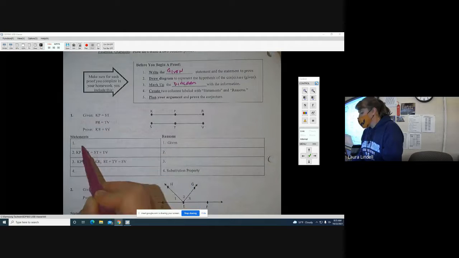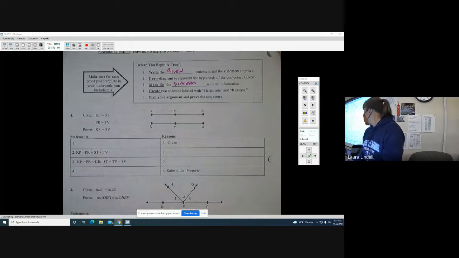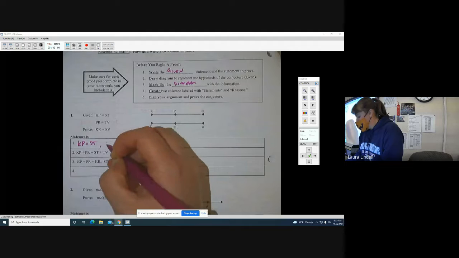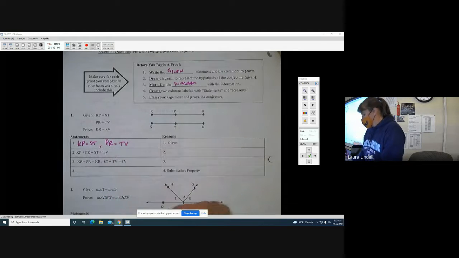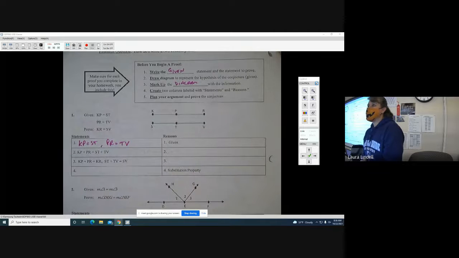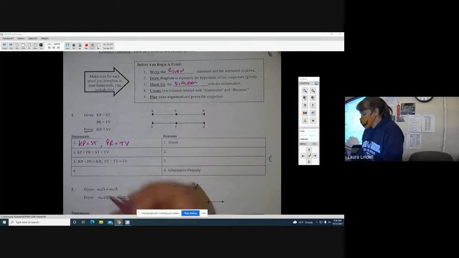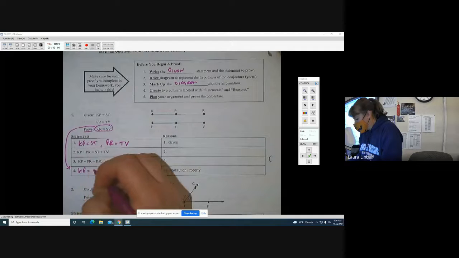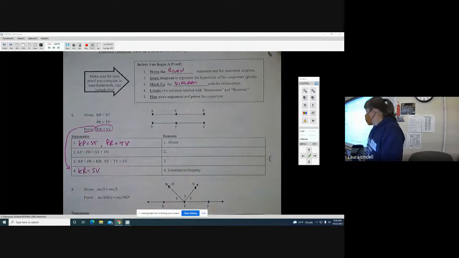And this time we have two givens, and they're going to go in this first line together. So we have KP equals ST, PR equals TV. And then put the thing you're trying to prove where that's supposed to go. So the last step, the prove. That always goes at the end. And now we just have to fill in two more things.